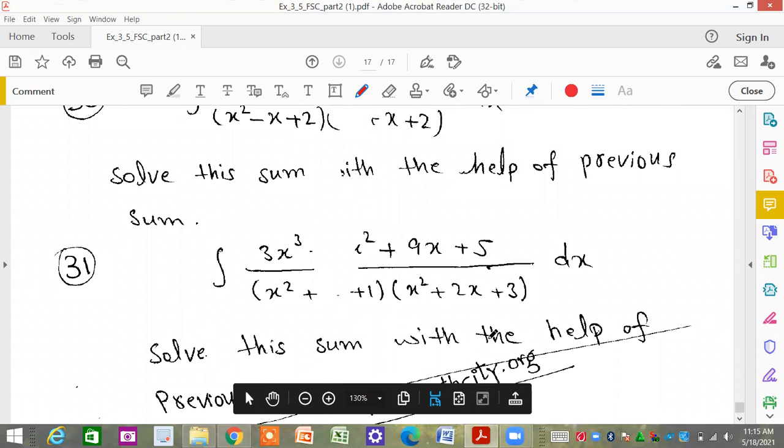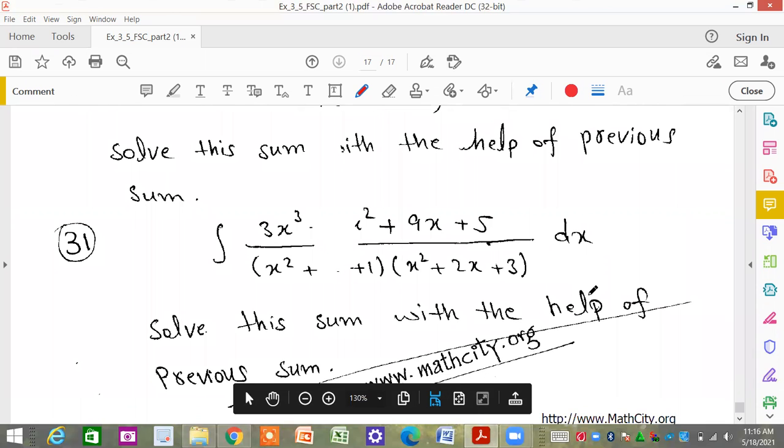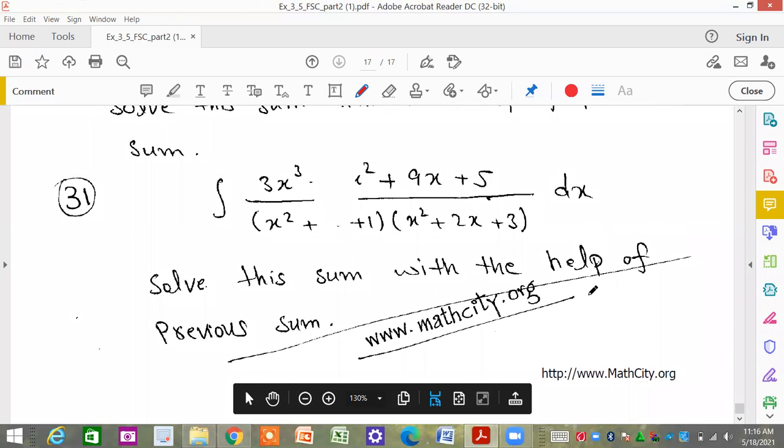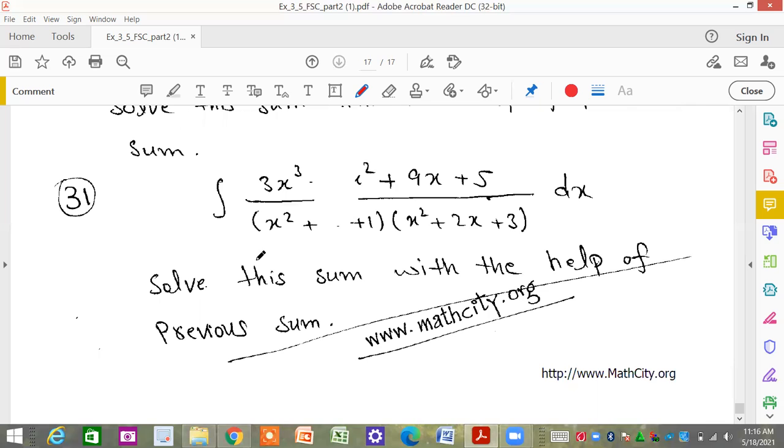So question number 31, if we write, this is here. You can see it from your book. This is the form of a quadratic factor.